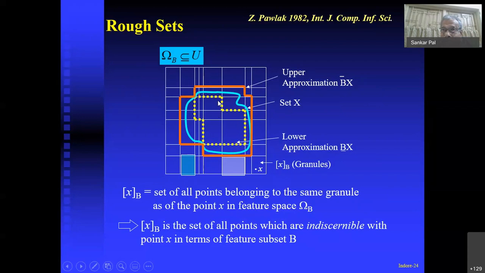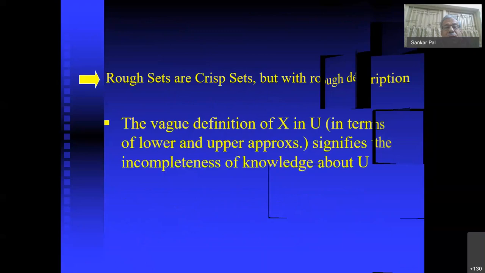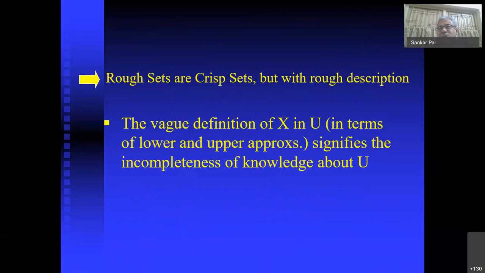So any crisp set defined over a granulated domain can be approximated, or represented, in terms of a pair. And that constitutes what is called the rough set of X. It is nothing but a crisp set, but with a rough description. That's why you can give thousands of ready-made examples of fuzzy set theory, like long street, large number, beautiful lady, blonde hair, and so on. But in the case of rough set, you cannot give them, because the set is crisp, defined over a rough description. So rough set is a vague definition of a crisp set in terms of lower and upper approximation.